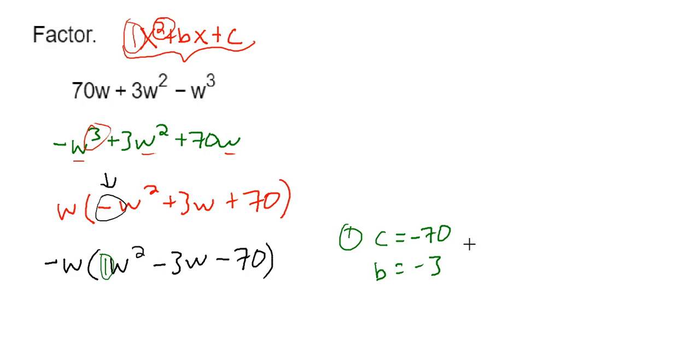And you can make your list over here, but I'm just going to go ahead and write the answer down. And so if you think about it for a minute, maybe you'll come up with the answer as well. It's going to be 10 and 7. 10 times 7 gives me 70. And if I subtract 10 and 7, I will get 3.